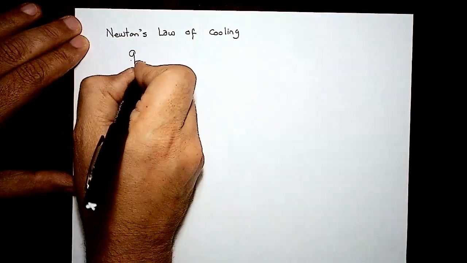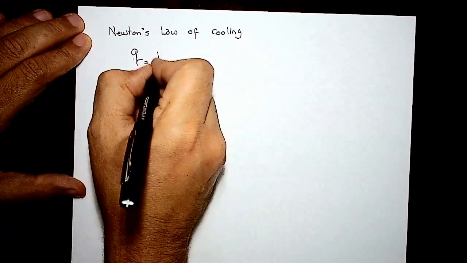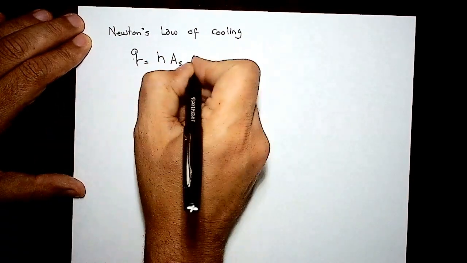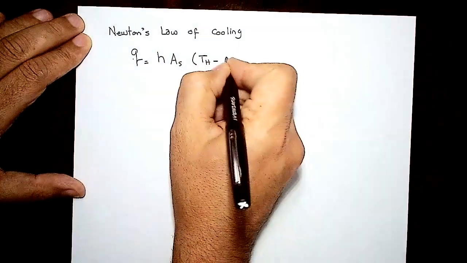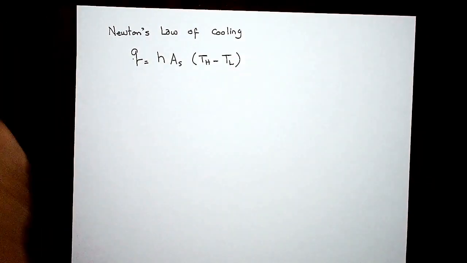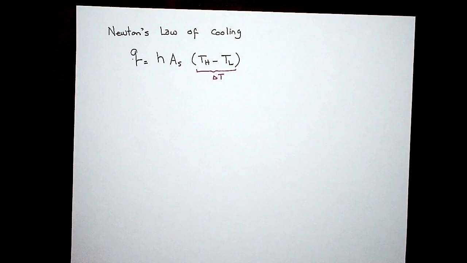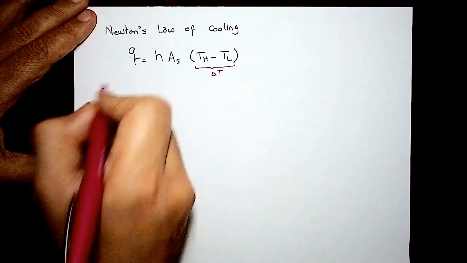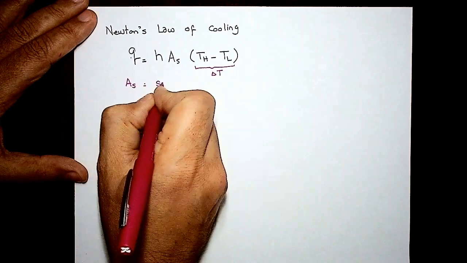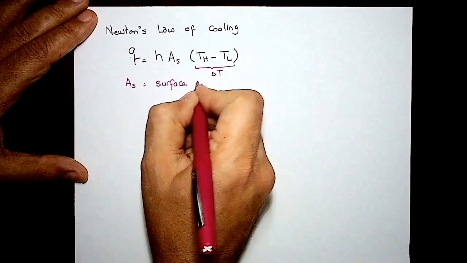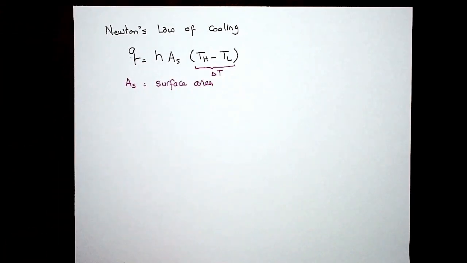And it states that Q, which is the heat transfer by convection, is equal to h A_s (T_H minus T_L). Again, this is the driving force. That's delta T. Without that delta T, there is no energy transfer. A_s is the surface area. That's different than conduction. In conduction, it was the area that's perpendicular to the heat transfer. Now, this is a surface area. The boiled egg will cool down from the outer surface. So that's a surface area, okay?